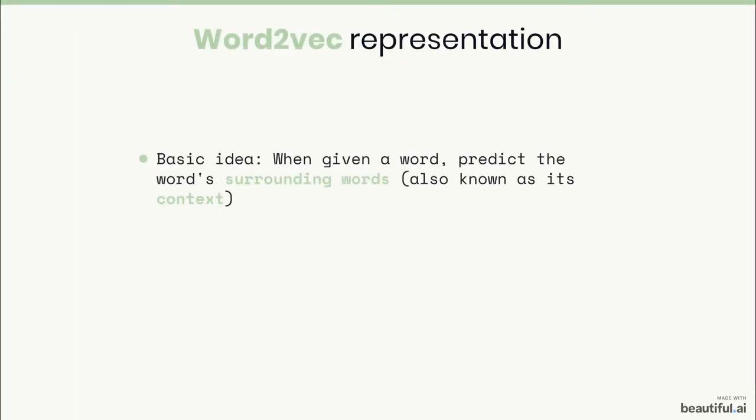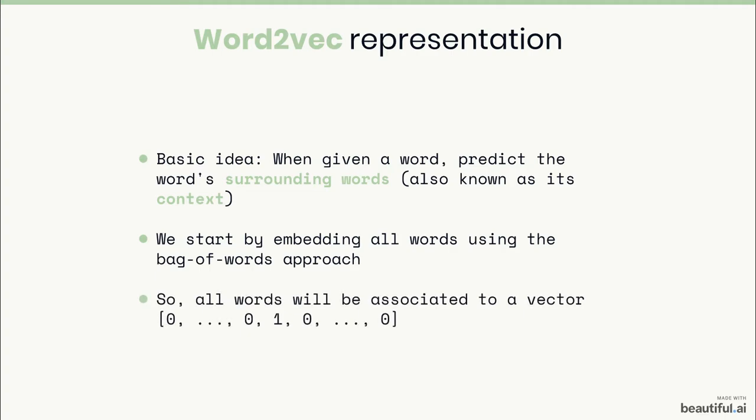The basic idea behind this representation is that given a word occurring in a document, we want to predict the surrounding words, so the other words that are appearing around it in the document. These surrounding words are also known as the word's context. We start by embedding all the words using the bag of words approach, just like we saw previously, associating them with one-hot vectors. All the words will be associated to a one-hot vector with a bunch of zeros and a single one.